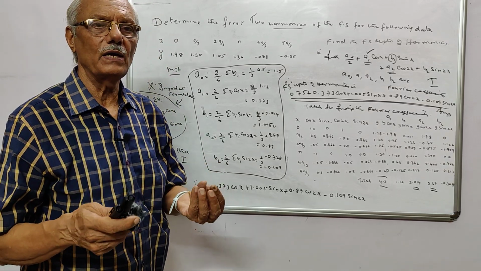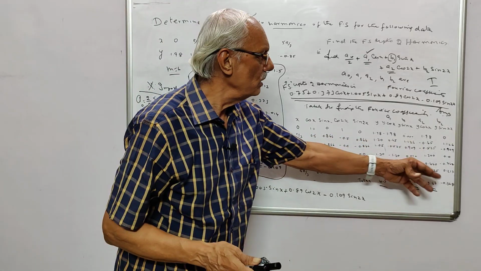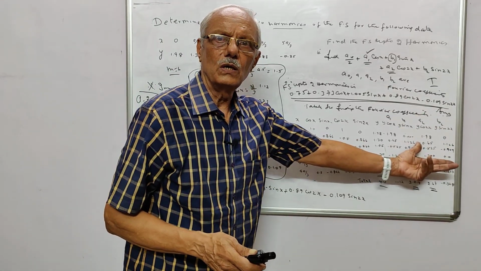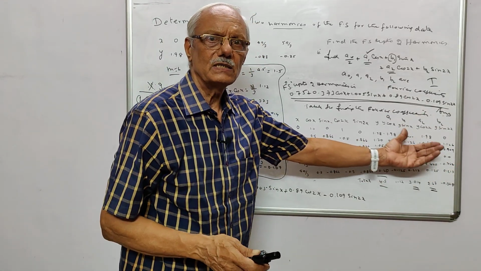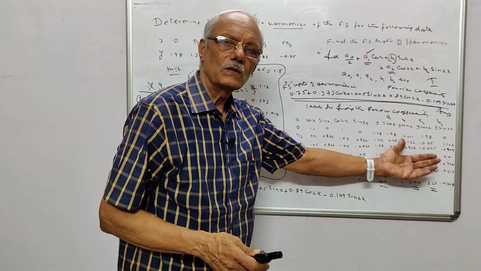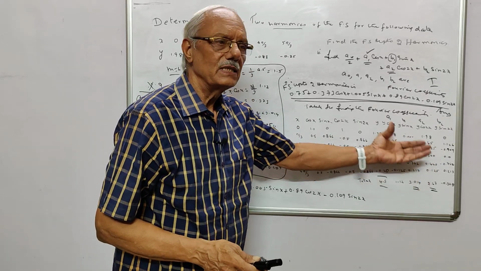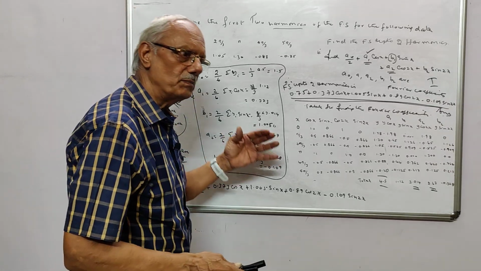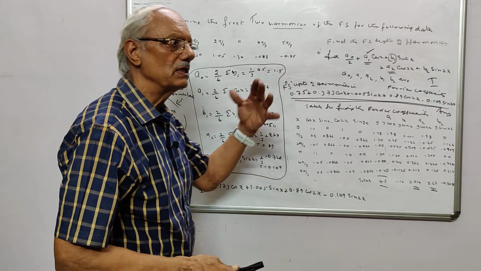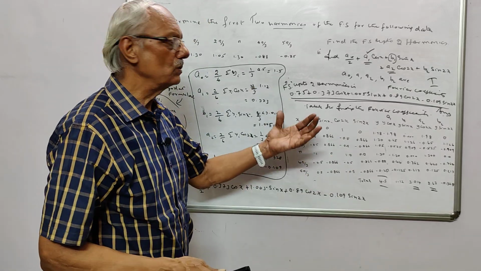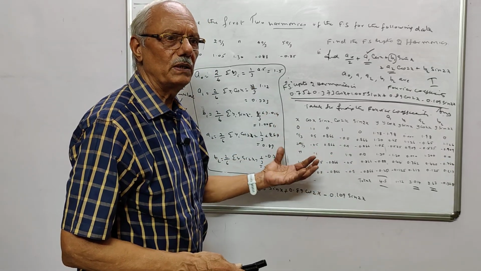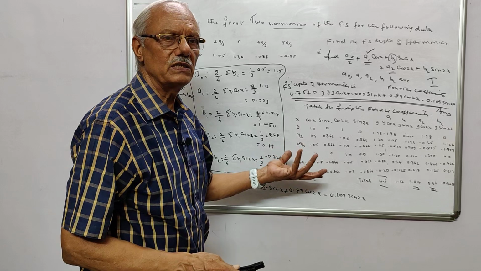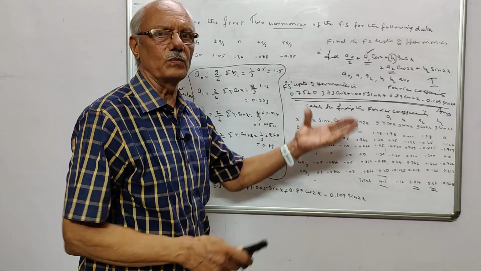If it is required to find up to 3 harmonics, you will create 2 more columns, that is cos 3x and sin 3x. Then you will find A1, A2, A3, then B1, B2, B3. Substitute the values, you will get. So this is how we do the problem in finding the Fourier series up to a certain number of harmonics.